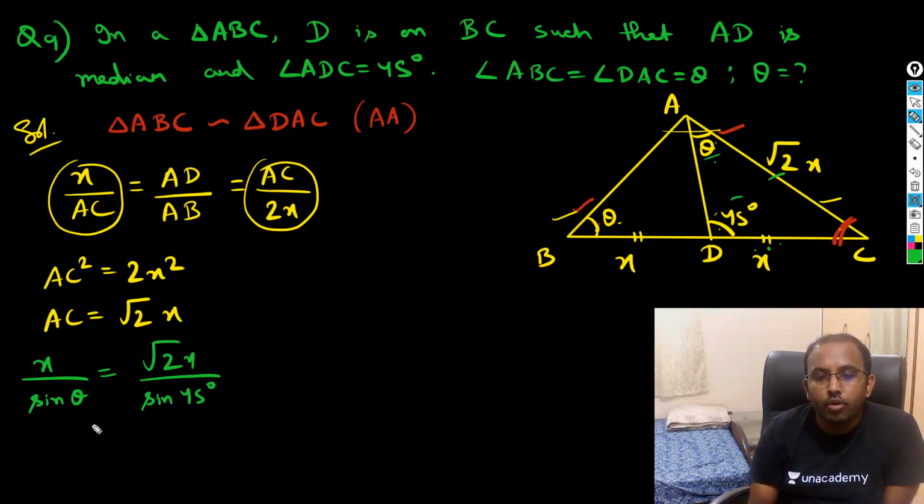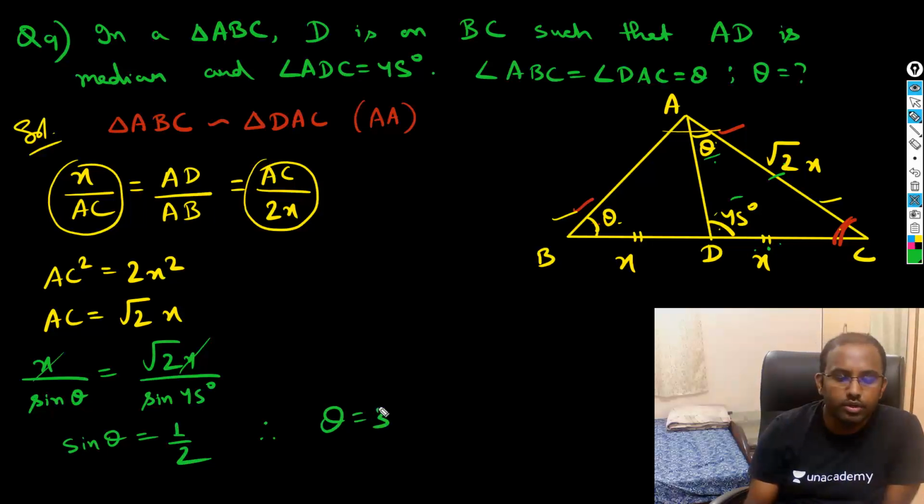Okay, and from here I'll get the value of this x, and x will cancel actually. And from here, sine 45 is 1 by root 2 here. So sine theta will be equal to half. That means theta will be equal to 30 degrees. That's the answer for this question.